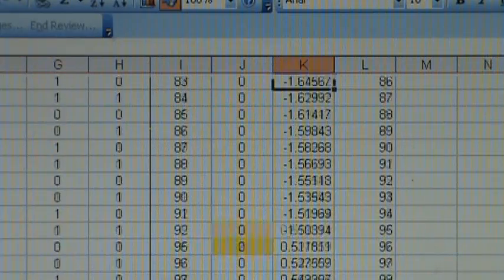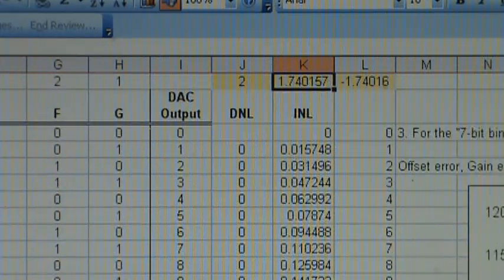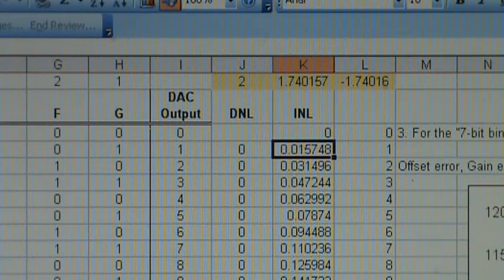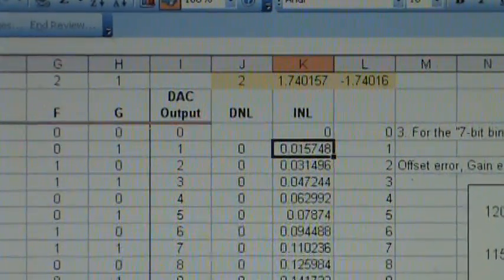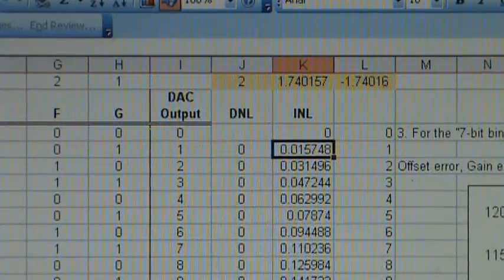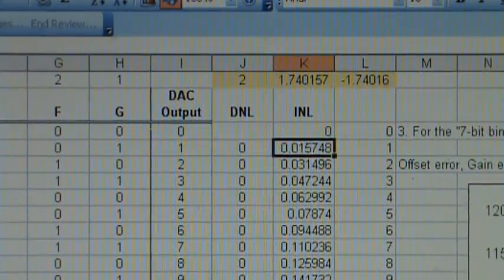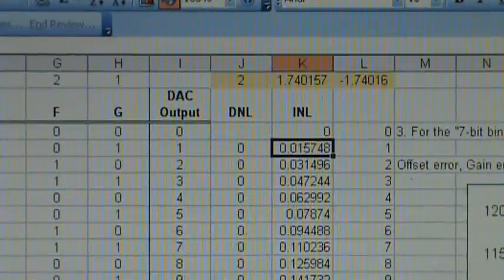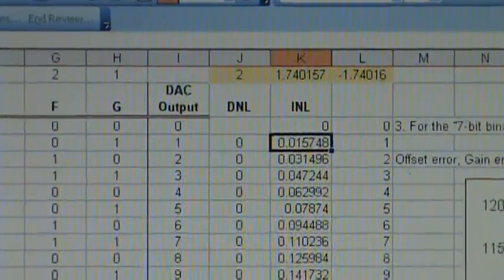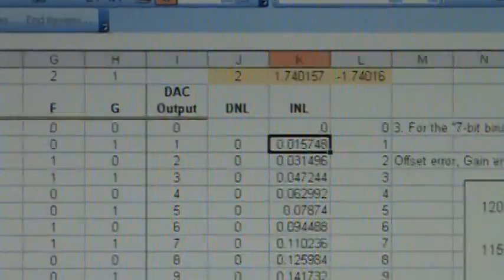In order to do my integral nonlinearity, I took what should have been that line and I'm going to multiply my input code by 125 over 127. So that's basically taking the gain error out. I don't have to worry about taking the offset error out because I've already taken it away. But anyway, we'll try to zoom in on the calculation, but it's basically count times 125 over 127. This, where's my piece of paper?